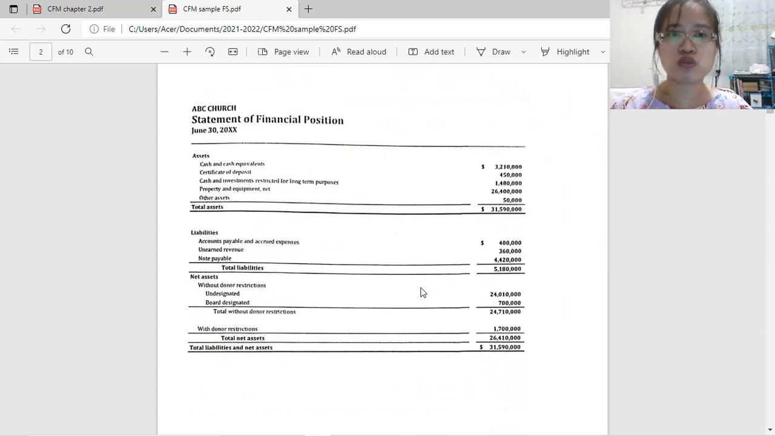Okay, and then attached would be the components of the financial statement. So you have the statement of financial position showing the assets, the liabilities, and then the net assets. It's also called a balance sheet because the total assets, 31.59 million, should be equal to the total of liabilities and net assets. If you see here, the line items: cash, cash equivalents, certificates of deposit, cash and investments restricted for long-term purposes, so it's separated from the unrestricted cash. Then you have PPE and other assets.